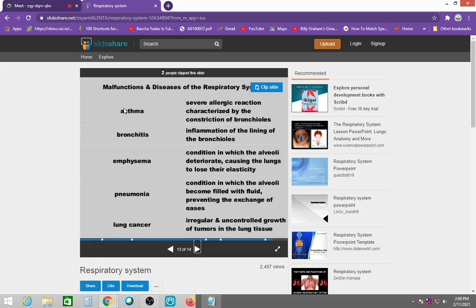Besides the infections, we'll come to that later. So asthma is constriction of bronchioles. Bronchioles are airways, right? Constriction of bronchioles means there will be obstruction of the airways. So this will fall under obstructive, because it involves the airways. Have you read about asthma before? Do you know the pathophysiology, how it occurs? No? Okay, we'll learn that in the subsequent classes.